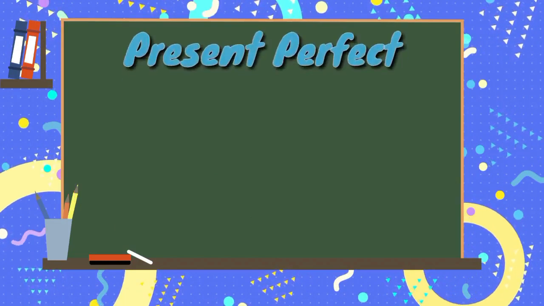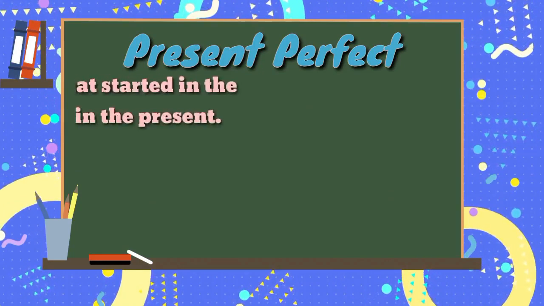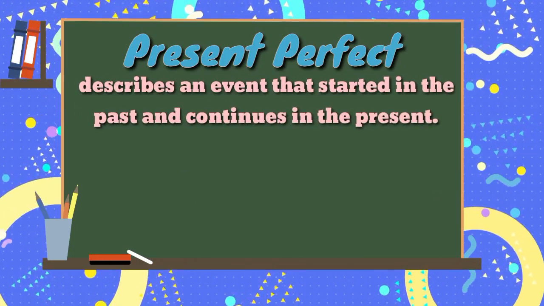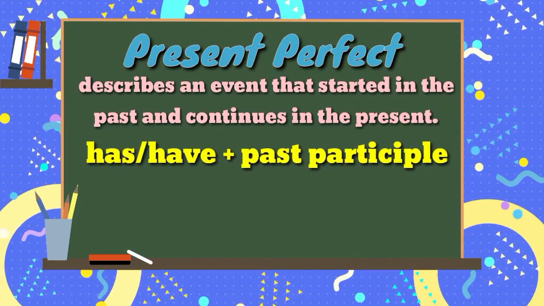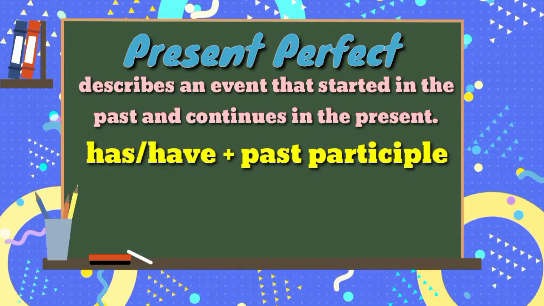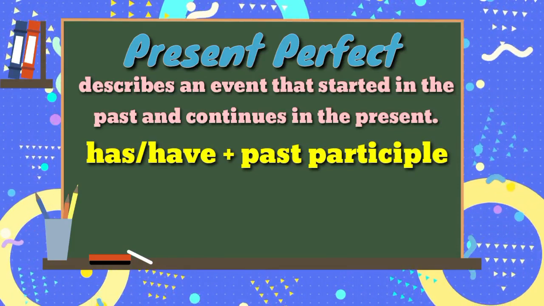Let us proceed to the present perfect. Present perfect describes an event that started in the past and continues in the present. We use has for singular subject and have for plural subject plus the past participle of the verb.